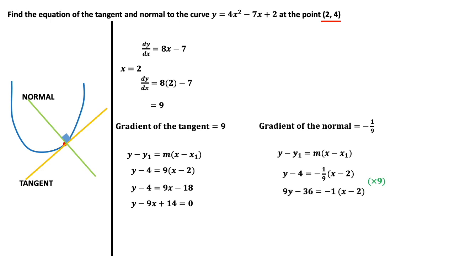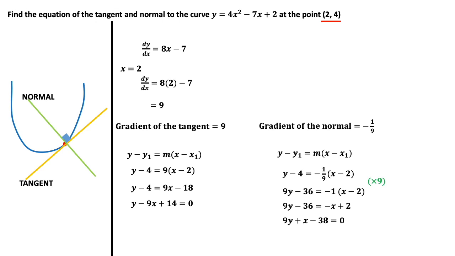That leaves me with 9y minus 36 on the left side. If I multiply the right side by 9, it just cancels with the 9 in the fraction, so we're left with minus 1 multiplied by x minus 2. If I multiply out the brackets, it leaves me with 9y minus 36 is equal to minus x plus 2. Again, if we rearrange the equation to get everything on one side, it leaves me with 9y plus x minus 38 is equal to 0. So we have the equation of the tangent and we also have the equation of the normal.